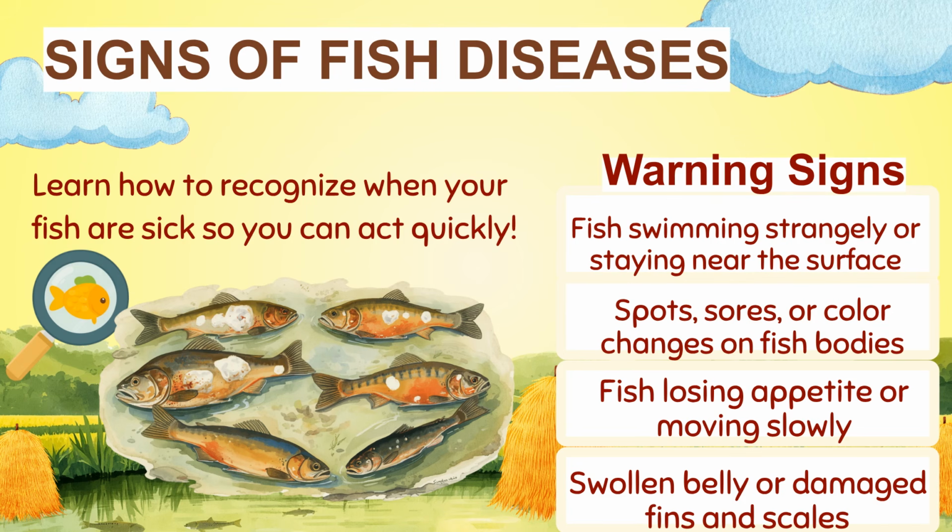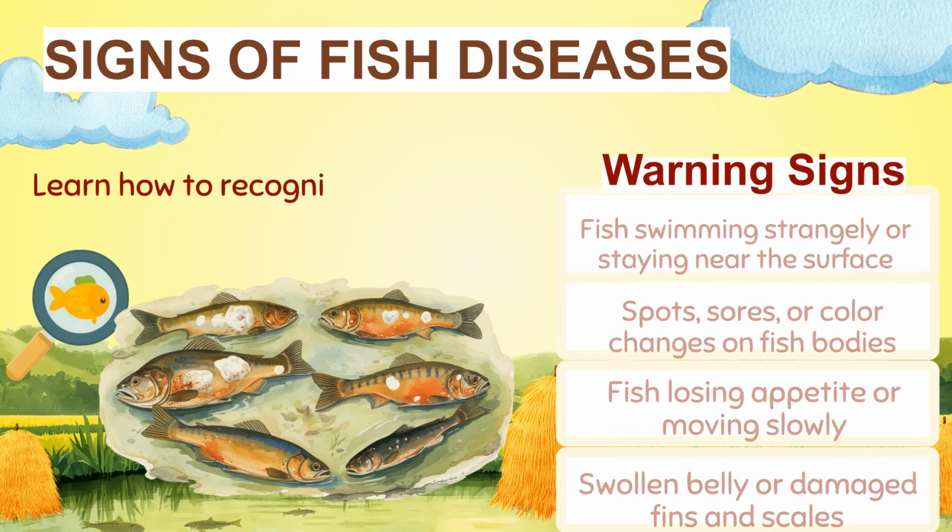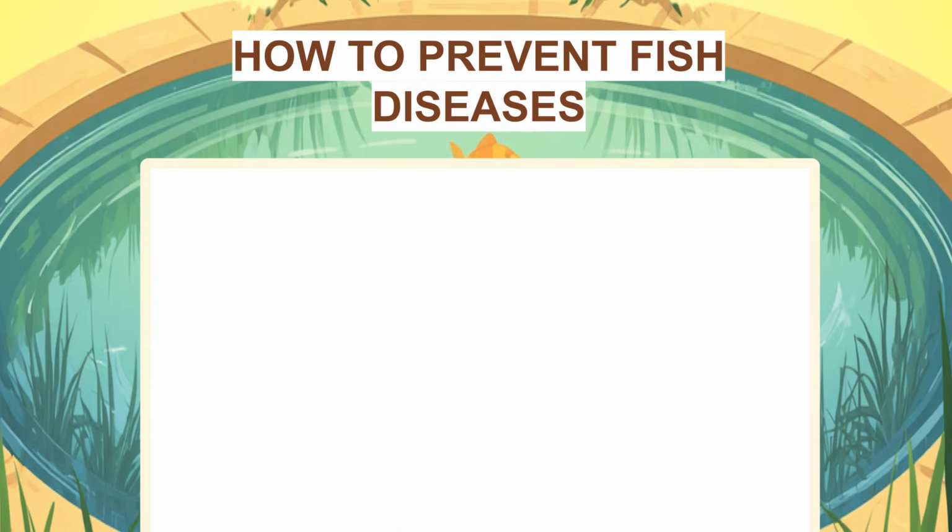If you notice these signs, do not ignore them. Report the problem, separate sick fish when appropriate, and check the water and pond conditions. The sooner we recognize the signs, the sooner we can take action to prevent and control fish diseases and protect healthy fish. Now, let's learn how to prevent fish diseases.